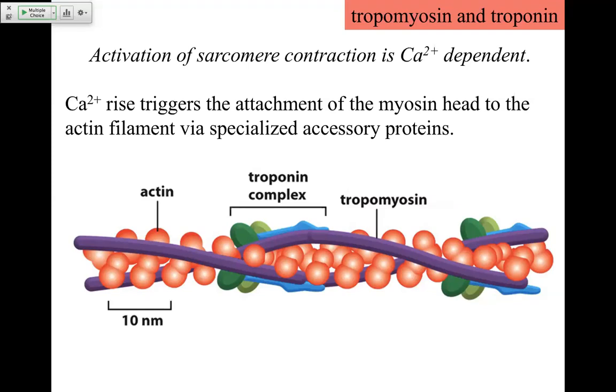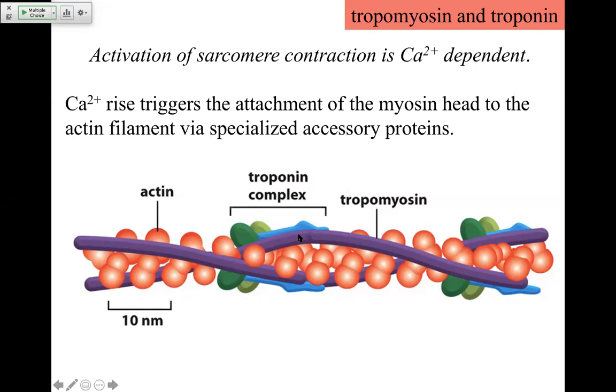And the reason for that is the actin filament is bound to some accessory proteins or regulatory proteins, one of which is this long rod-like protein that we call tropomyosin that's bound to the actin filament, sort of in that groove between the two helices, bound to the position where the myosin head would interact with actin.